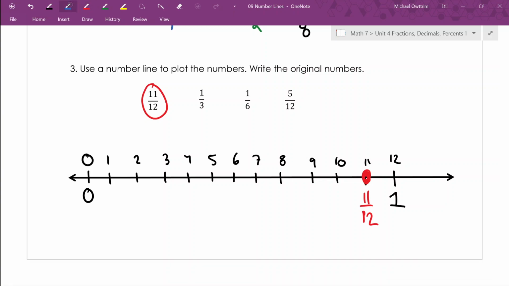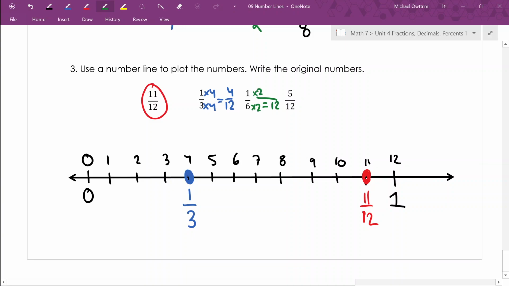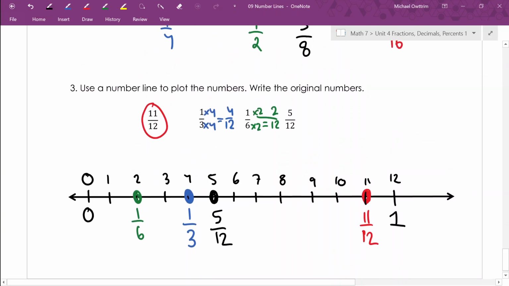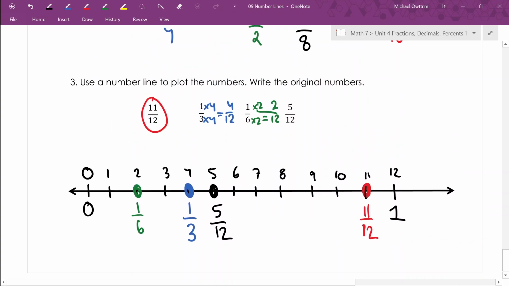1/3, we're going to need to make a denominator of 12. 3 times 4 is 12. Let's multiply the top by 4 as well. So here's our 1 out of 3. 1 out of 6, we need to multiply the bottom by 2 to create 12. And so we'll multiply the top by 2 as well. And then 5 out of 12 is already written for us. So it's just at location 5 out of 12. So that is your little practice sheet for our number lines.